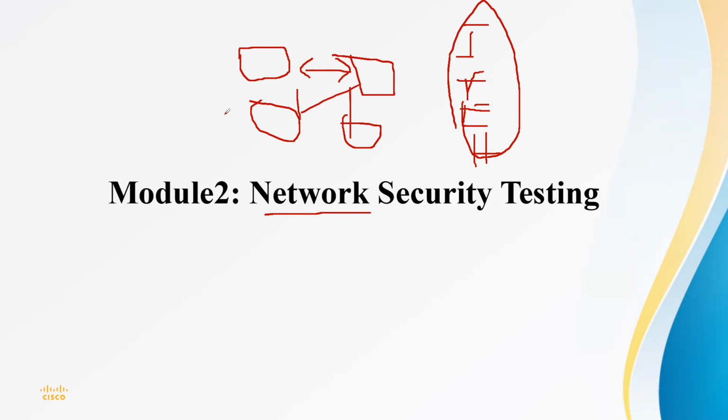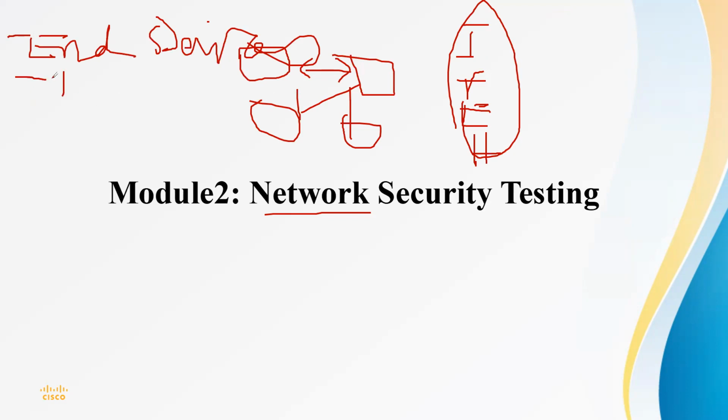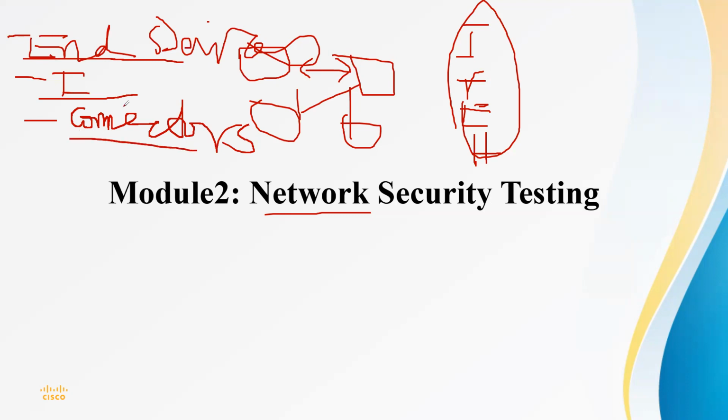Most of the time, we say a network is comprised of end devices, intermediary devices, and connectors. These help you to set up a network. Your end devices are like your printers, mobile phones, and laptops. These are the ones actually trying to share resources. Then your intermediary devices are your routers, switches, and servers.